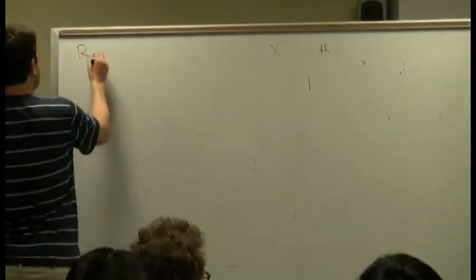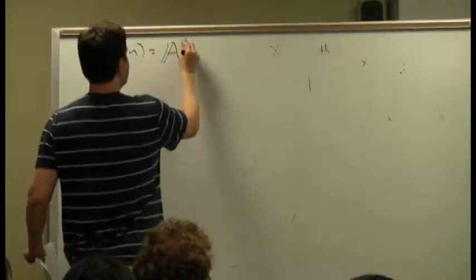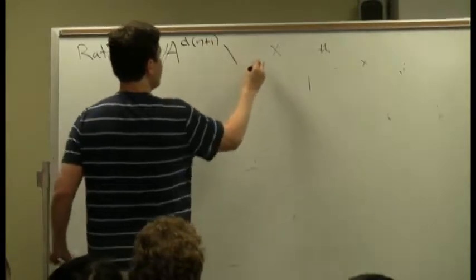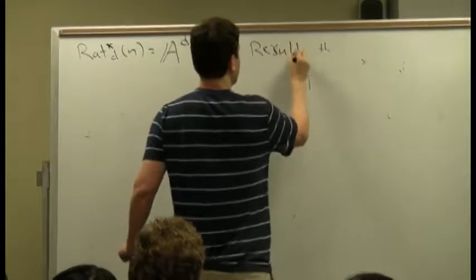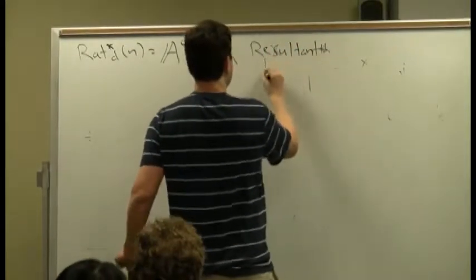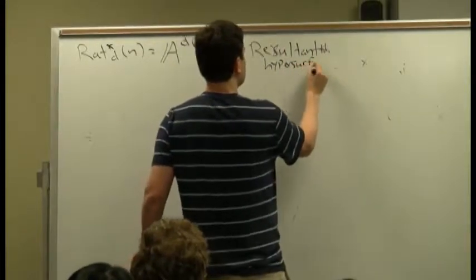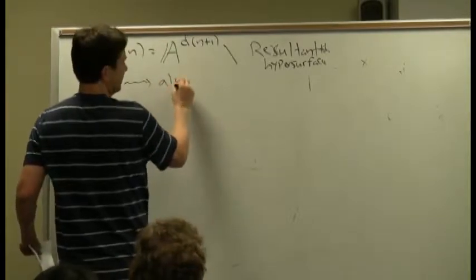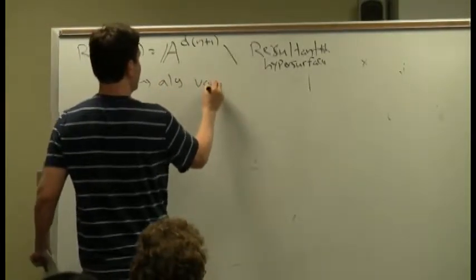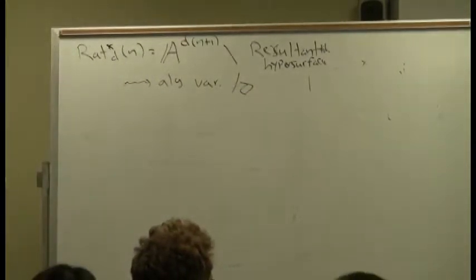So Rat star d of n is A to the d n plus 1 minus, I'll call it, the resultant hypersurface. It's one single huge polynomial. Hypersurface just means it's the thing cut out by one polynomial. And it's defined by integer coefficients, so these are algebraic varieties over Z. The coefficients are in Z, and so you can look at it through all these different glasses.